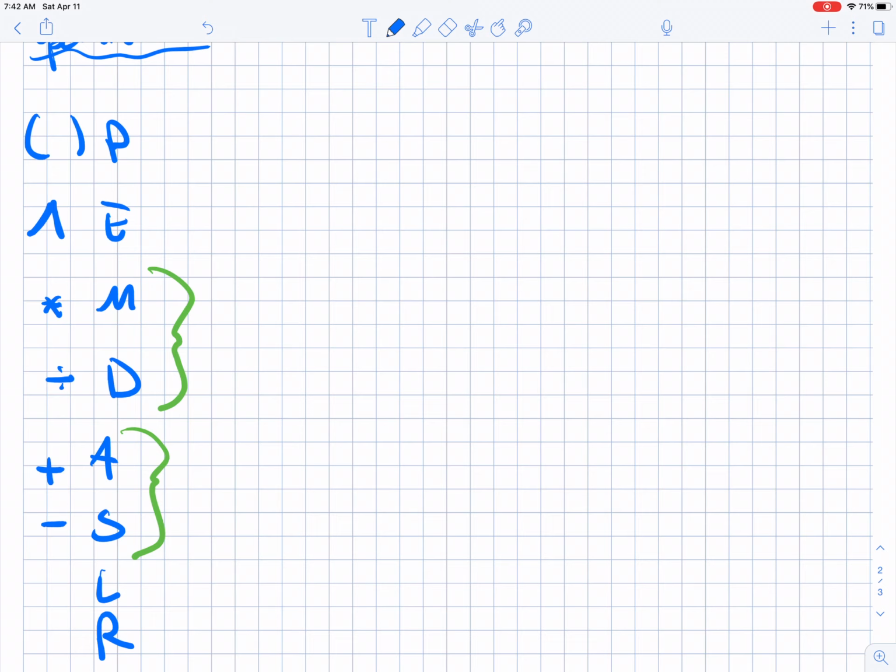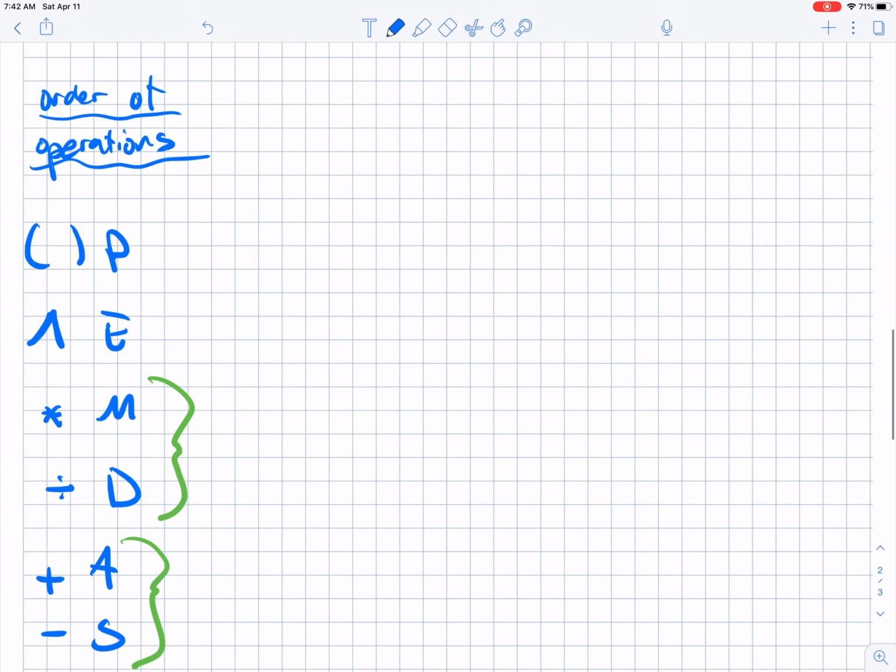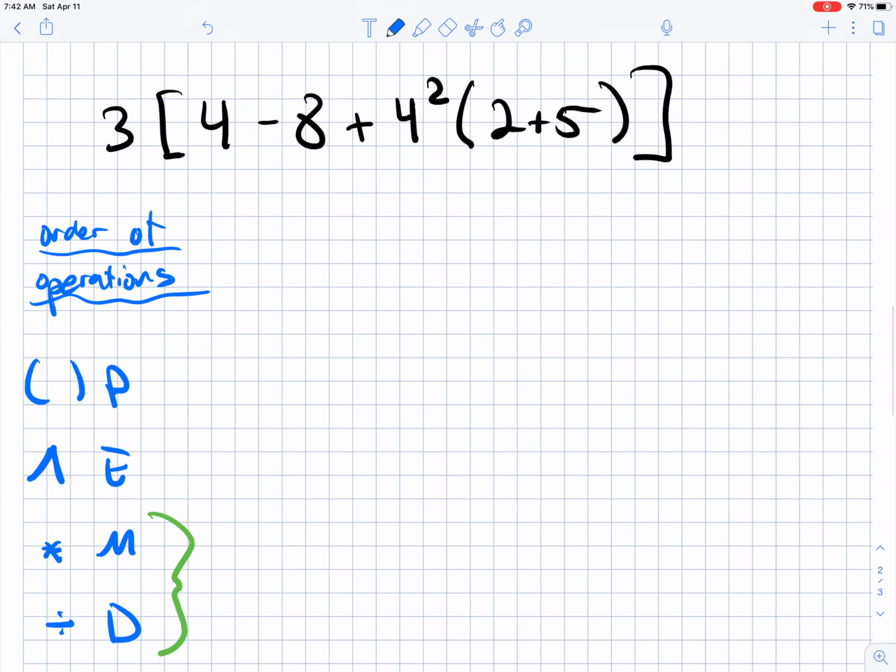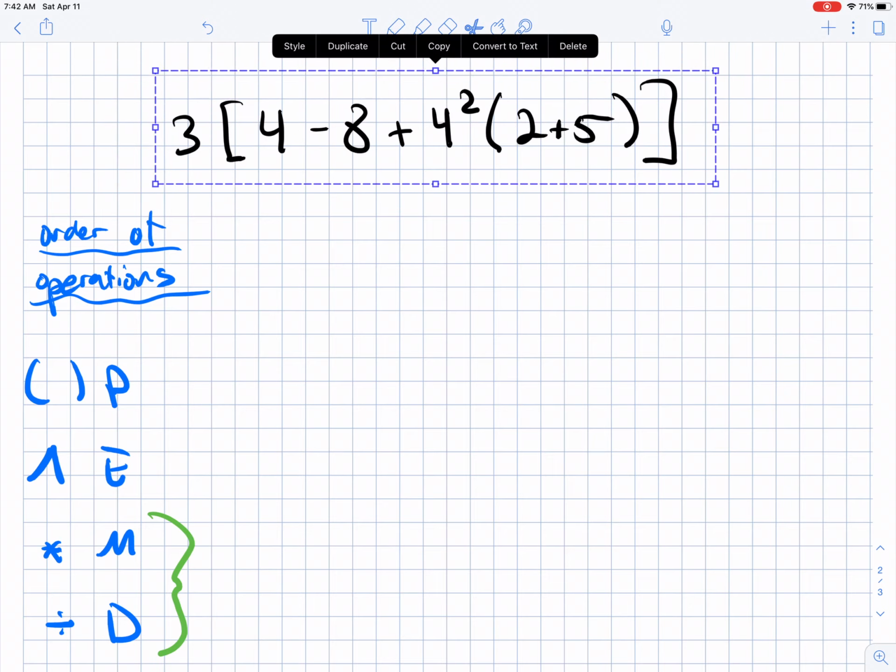Then we target any exponents, and then whenever we have to decide between multiplication and division, we just do it left to right. Whenever we have to decide between addition and subtraction, we do it left to right. Okay, and again, the LR stands for left to right. So now, let's apply this order of operations to this question. Let's move it over there.